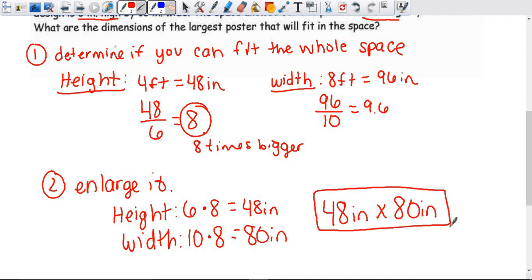Okay. The reason why we have to go the same length out is think about like if you're enlarging a picture on Word or on PowerPoint when you're making a project. You go from the corners so that you enlarge the width and the height at the same time, okay? So it doesn't mess up your picture. So anyways, determine if you can fit the whole space and then enlarge it by how much you can. All right, come in with your notes filled out and we'll go over some more similar figure stuff.